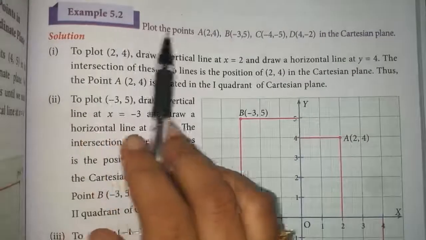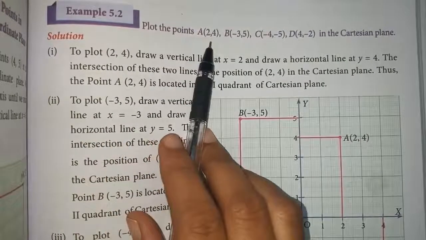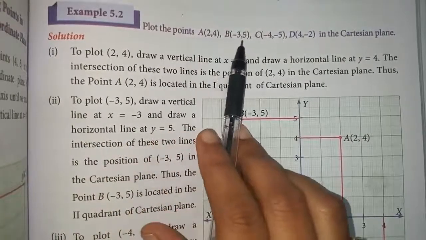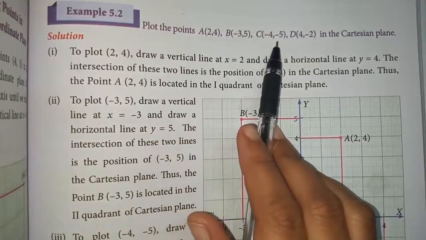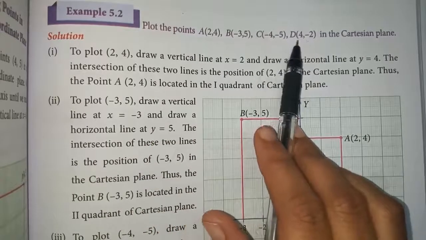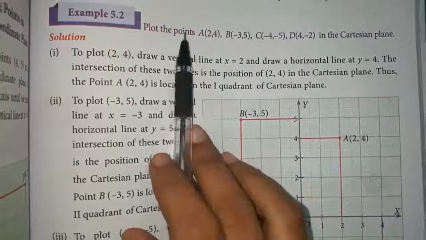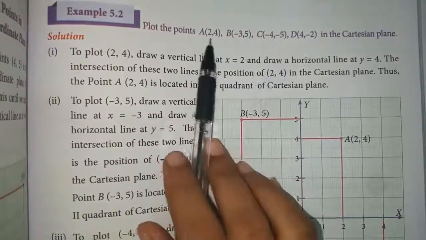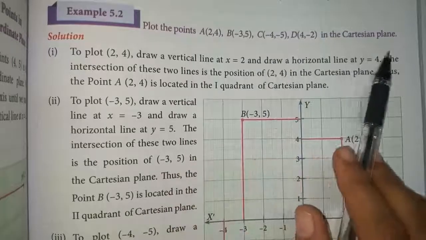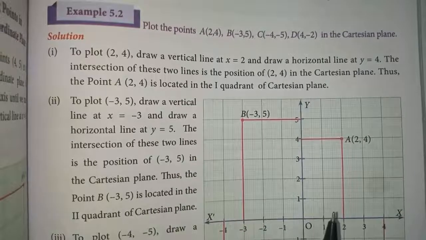Example 5.2, plot the points A of 2, 4, B of -3, 5, C of -4, -5, D of 4, -2 in the Cartesian plane. So இப்போ தான் நம்மளுக்கு 4 points கொடுத்துருக்காங்க. அந்த 4 points-ம் Cartesian plane, that is graph paper-ல நம்ம plot பண்ண போகிறோம்.